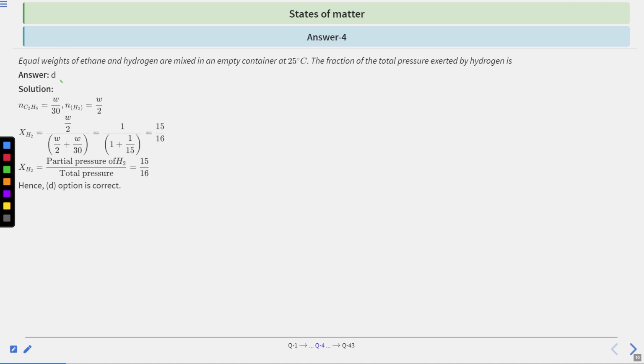So, correct answer is option number D. How? So, moles of C2H6 will be given weight divided by the molar mass, that is 30, and moles of H2 will be given weight divided by molar mass, that is 2. So, mole fraction will be the moles of H2 divided by the total moles. It is coming out as 15/16. And mole fraction of H2 is equal to partial pressure of H2 divided by the total pressure. That is 15/16, as mole fraction is 15/16. Hence, option D is the correct answer.